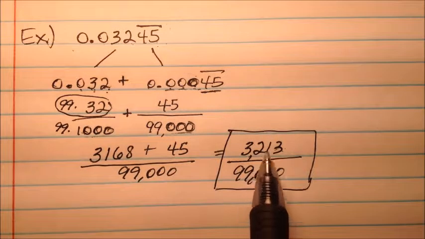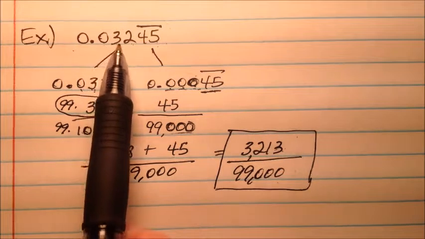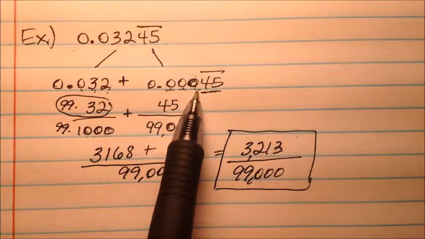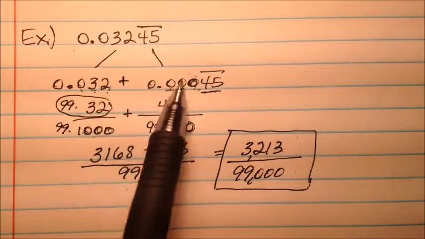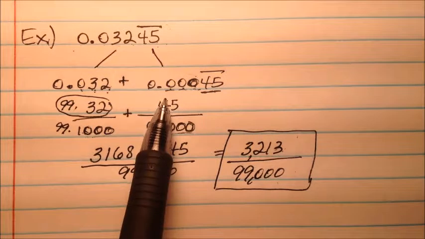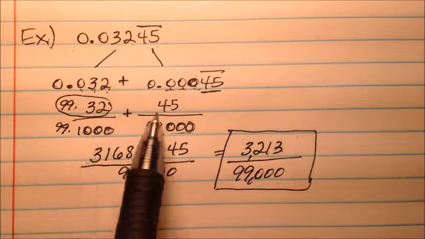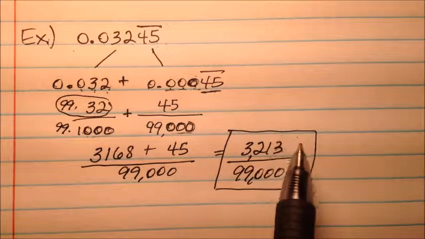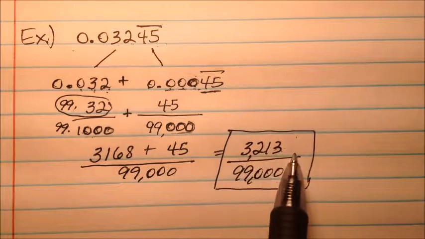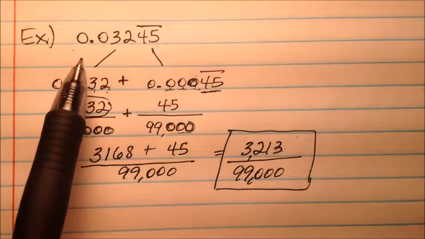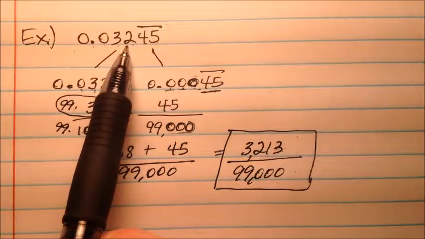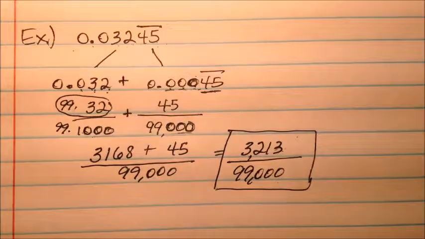But the idea here is that you're going to break the terminating part and the repeating part apart into two different pieces. You're going to make fractions for each one of them, and then you're going to get common denominators and add the fractions up. And in this case, you'll get 3213 over 99,000. And if you were to take 3213 and divide that by 99,000, you would see that you get 0.032454545 forever and ever.